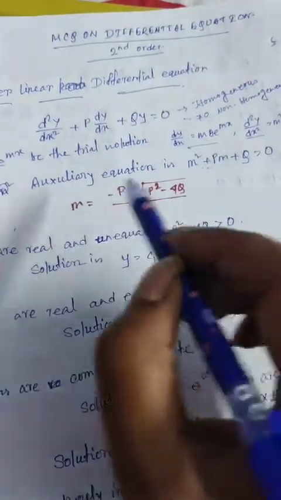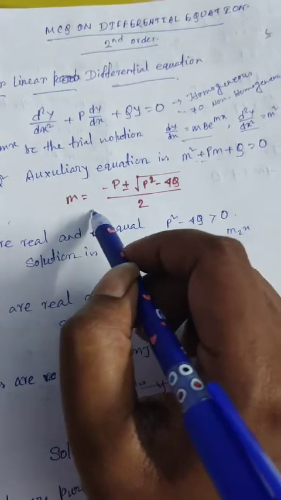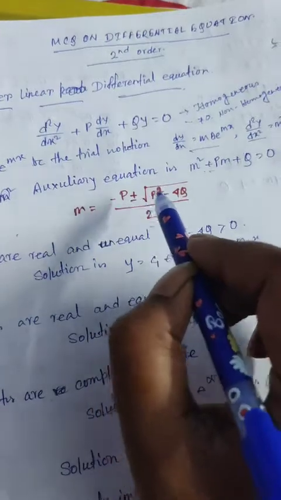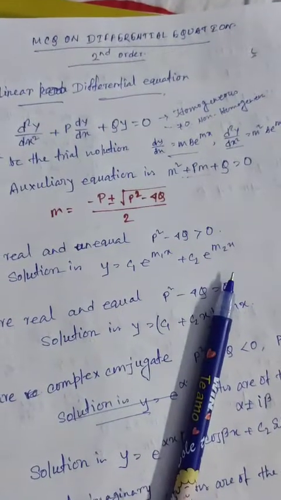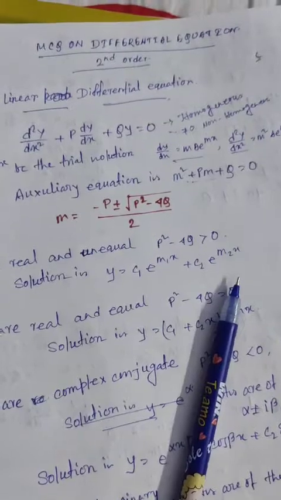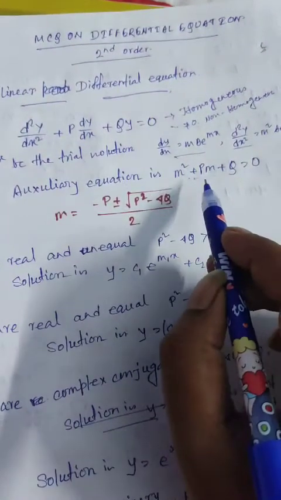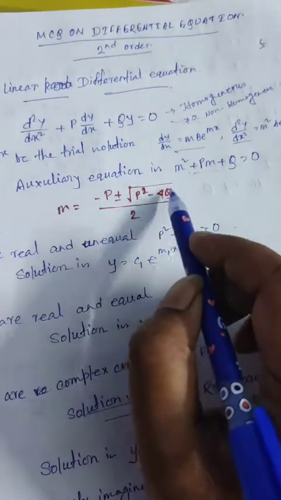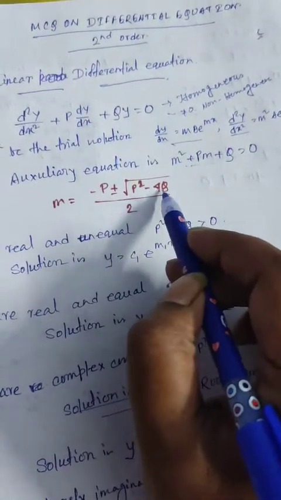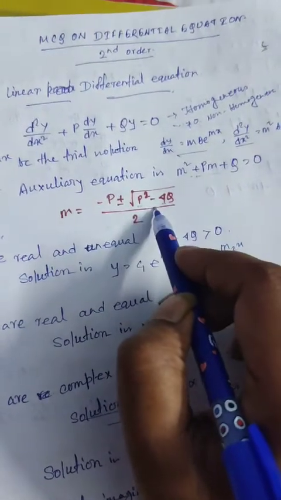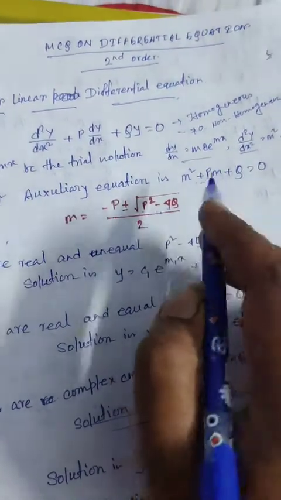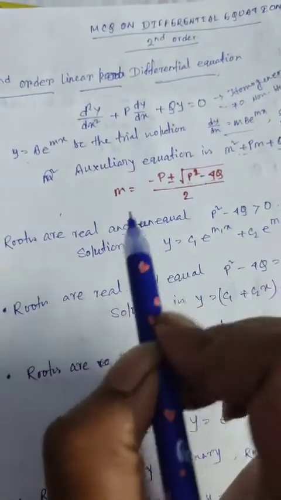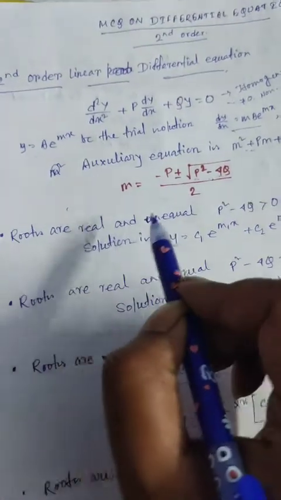The solution of this differential equation depends on the roots of this equation, and we get the roots by using the Sridharacharya formula. Applying it, we get m is equal to minus p plus or minus root over p square minus 4q, by 2. As this is a quadratic equation, we get two roots, and the nature of the roots depends on the discriminant. On the nature of the discriminant we will formulate the solution.